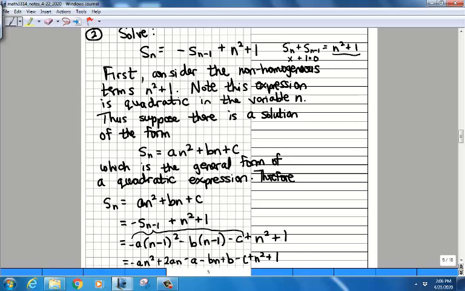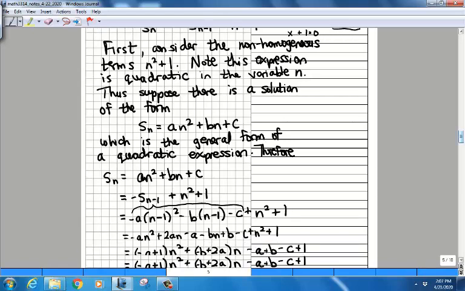So again, what's happening here? I'm assuming that I have a solution that looks like this, a n squared plus b n plus c. That's just an assumption. I don't know if that's true. But according to the recurrence relation, s sub n also has to be this. So let's see what all that means.